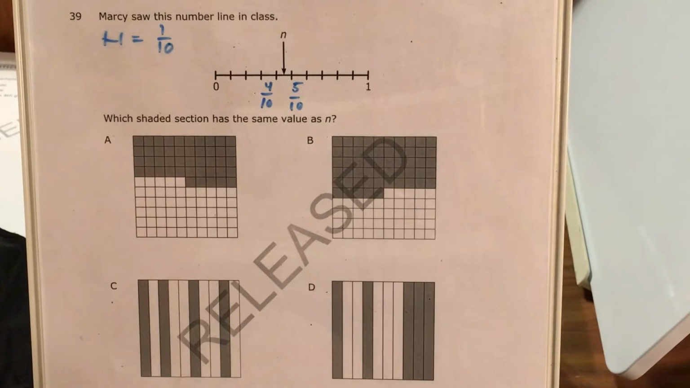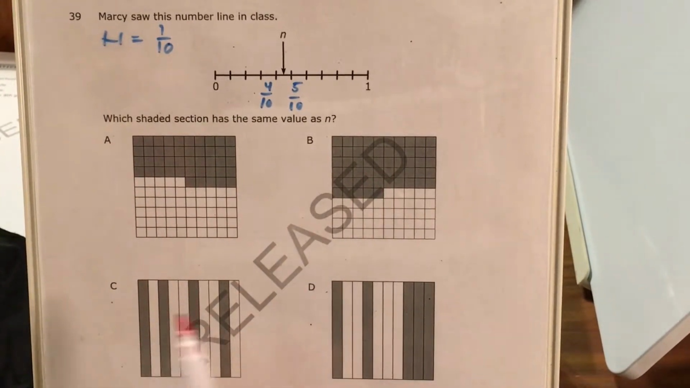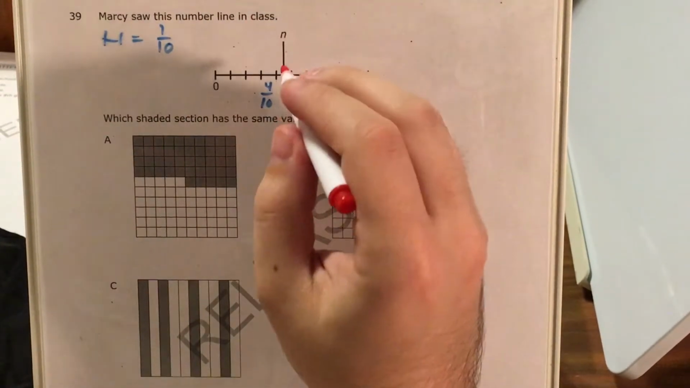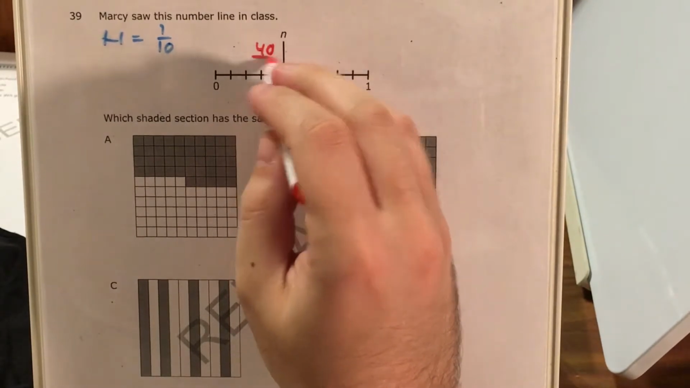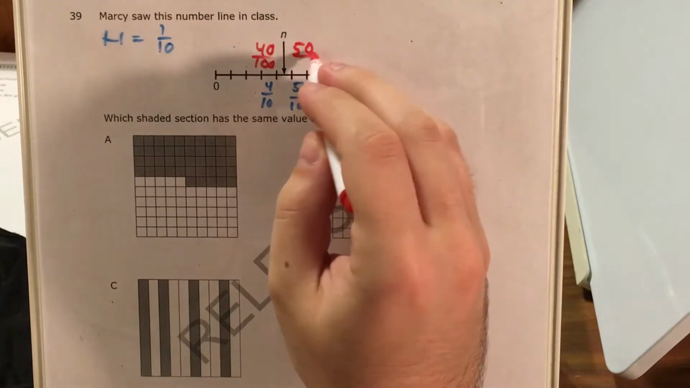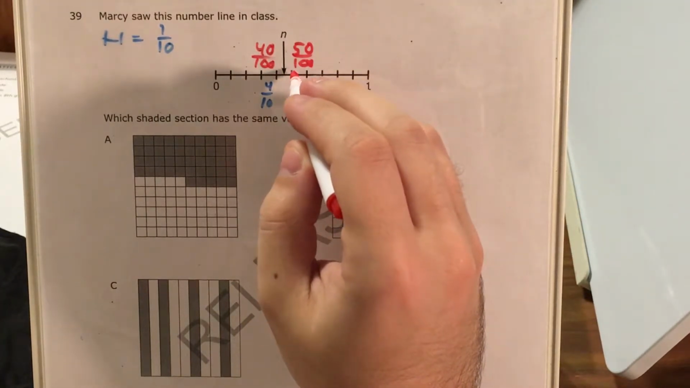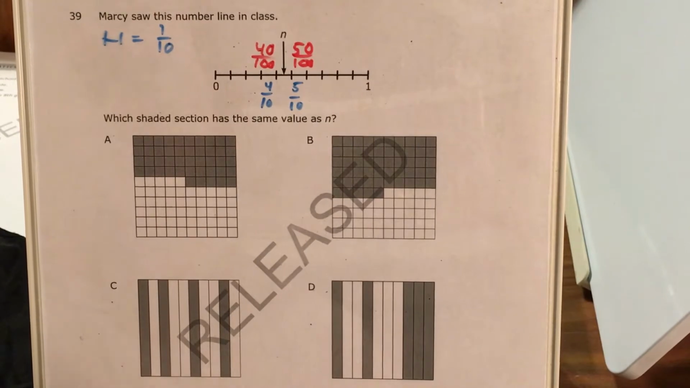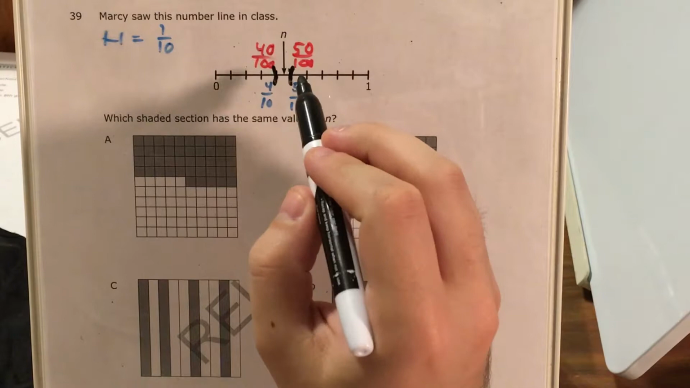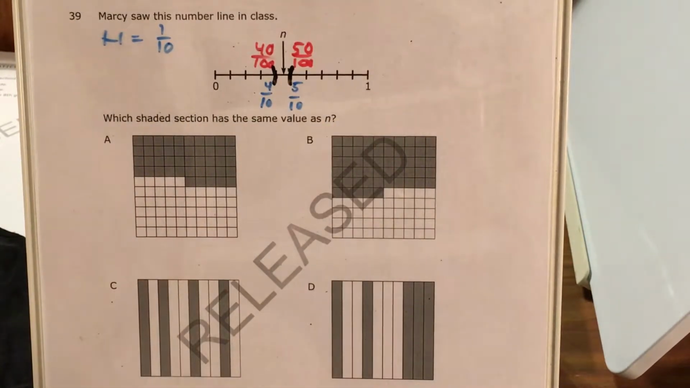I'm also going to make a note that since I see that some of these are represented by hundredths, and some of these are represented by tenths, I'm going to make a quick note that 4/10 could also be 40 hundredths, and 5/10 could also be 50 hundredths. I'll draw a quick little swoosh on each of those to remind myself that that's what I'm talking about when I say 40 hundredths and 4/10 and 50 hundredths and 5/10.